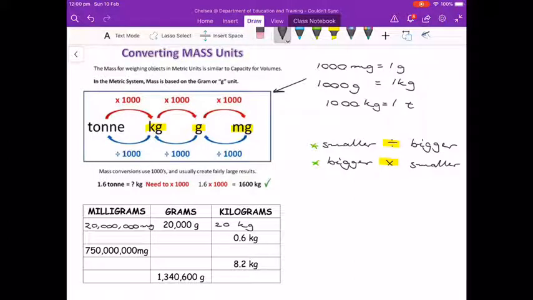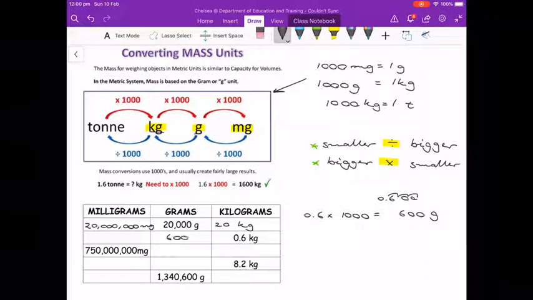So I have 0.6 kilos, and I go to the top, and I'm going from kilos to grams. To go from kilos to grams, I need to multiply it by 1,000. So 0.6 multiplied by 1,000 into grams is: we have our 0.6 and we need to do 3 jumps. 1, 2, 3, which is now 600 grams. And I'm doing all of this using the chart.